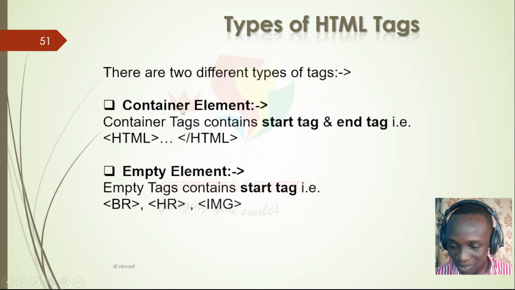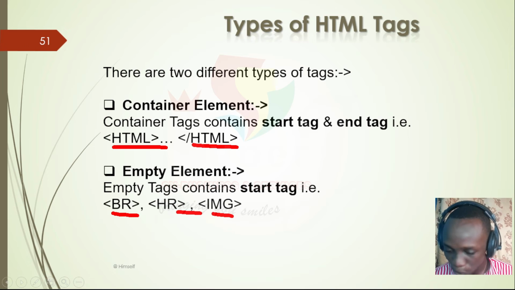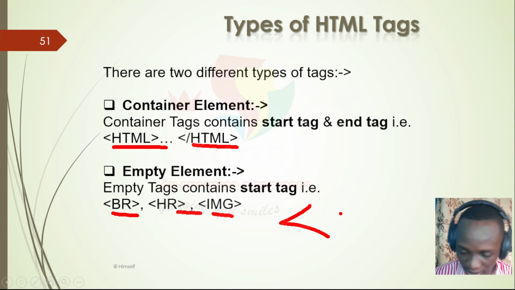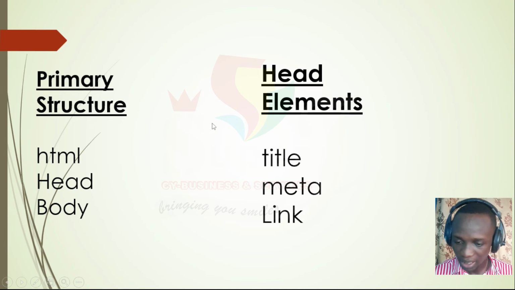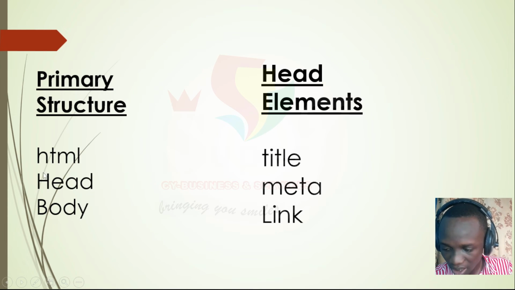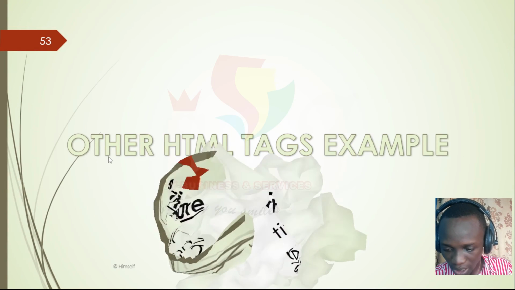There are two different types of tags, like I've already told you. The container element, which has an opening and an ending, and then the empty element, which doesn't have any closing. It only contains a start tag, and then you can just add a slash to close it. Amazing. And it is just once. So that is it: container element and empty element. Don't forget it. Two types of tags: container tags and empty tags. I think we have already looked at the head elements and these ones. So let's move on.